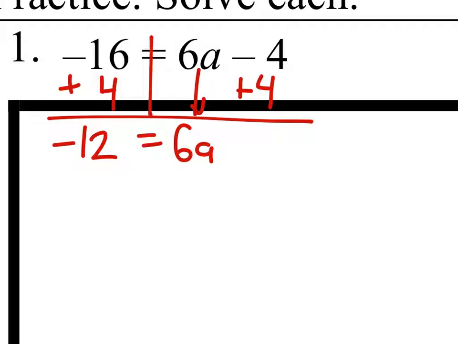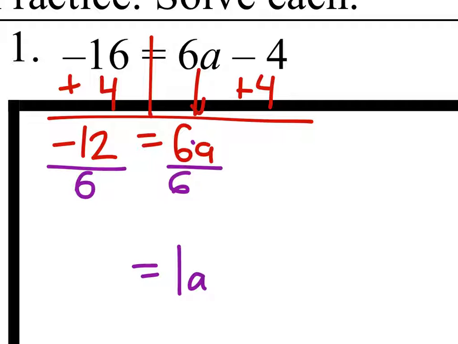Next thing we would do is, we got 6 times a right there. So I'm going to use the inverse operation of division on both sides. And what I want is a 1a, not a 6a. So how do I change a 6a to 1a? You can divide by 6, but on both sides. So 6 divided by 6 is 1. Negative 12 divided by 6 is negative 2. And of course we'll make that a phantom 1. There's our answer.